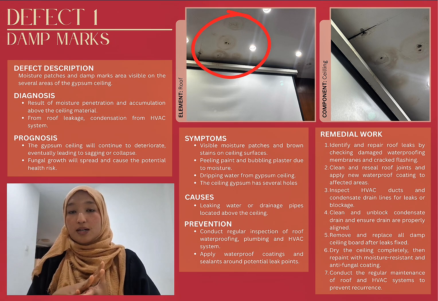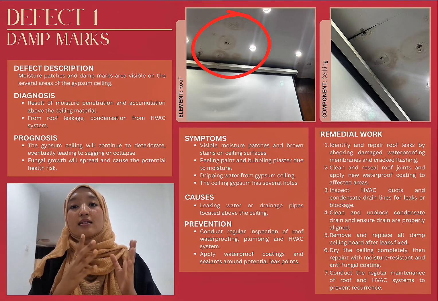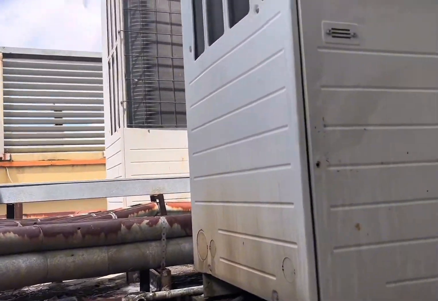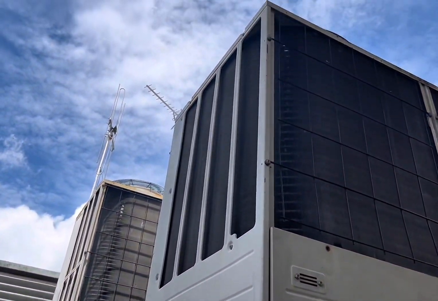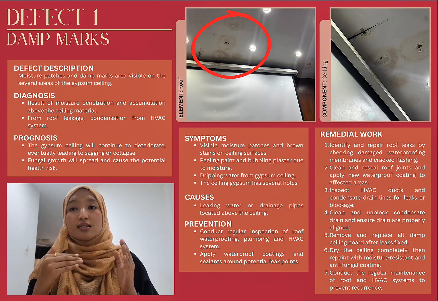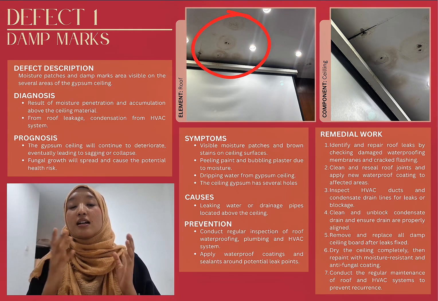My name is Siti Nur Fatimah. As shown in the picture, there are brown stains and holes on the gypsum ceilings, indicating moisture penetration and water damage. Moisture patches are visible across several areas, suggesting that water has accumulated above the ceilings, commonly due to roof leaks or condensation from the HVAC system. If this issue is not addressed, the ceiling may continue to deteriorate, leading to sagging, collapse, and possible fungal growth, which can pose health risks.